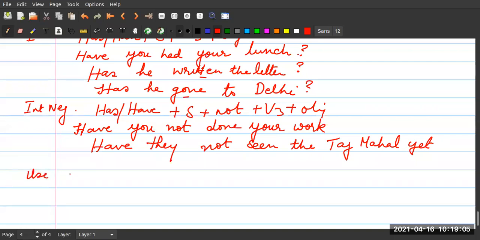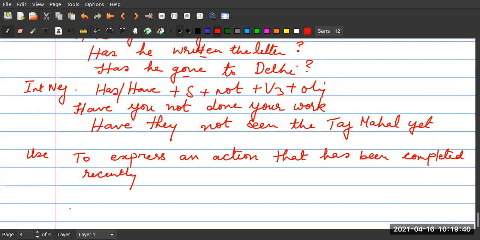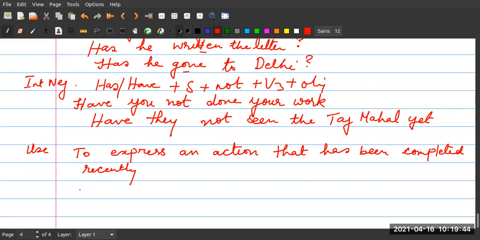Now, when do you use this present perfect? You use it to express an action that has just been completed, an action that has been completed recently. Then you also use this tense when a fixed time in the past is not mentioned. Means when the action was completed, it is not mentioned.